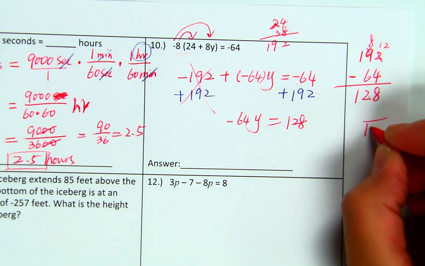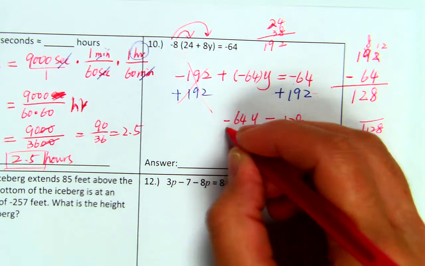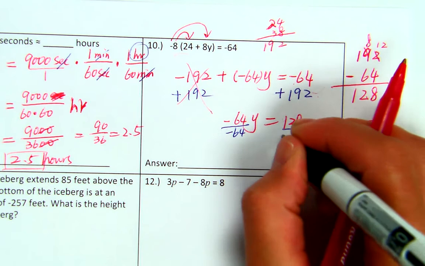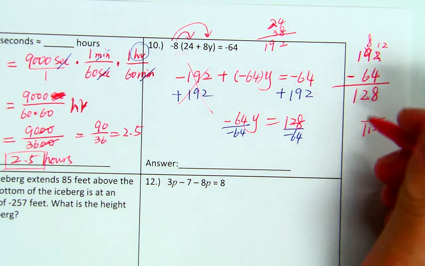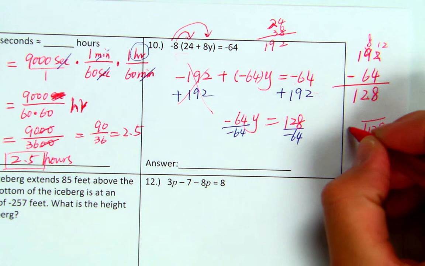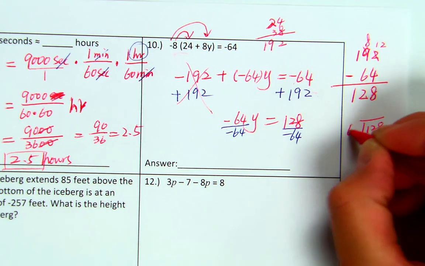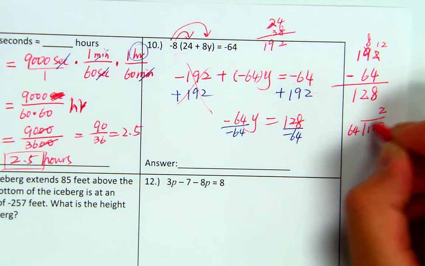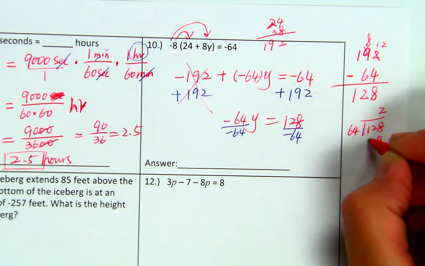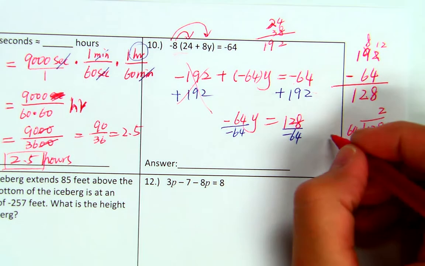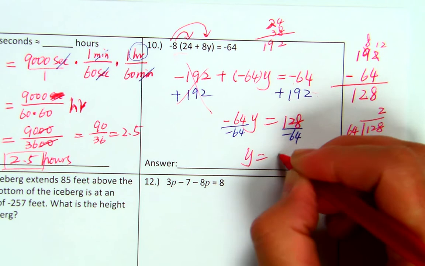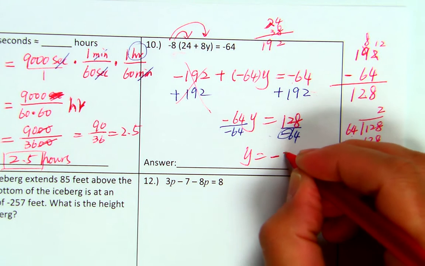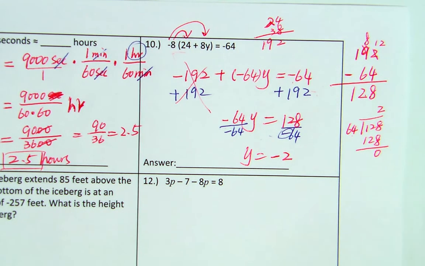And when you divide, you need to divide negative 64 to both sides. You just divide by 64, and my estimation is 2. 2 times 4 is 8, 2 times 6 is 12, no remainder. So the answer is y equals, there is a negative sign, don't forget about that, so negative 2. So that's the answer.